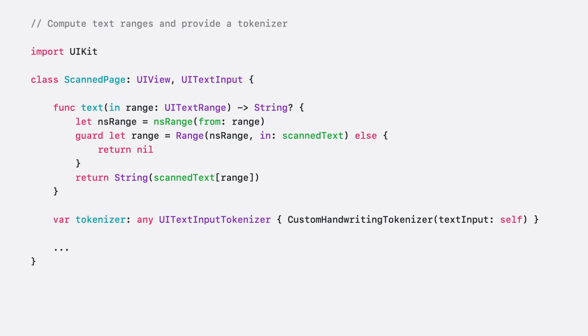I'll also complete implementations for the rest of the methods in the protocol, such as grabbing the right substring for text in range and providing a tokenizer. In my case, I've subclassed the UITextInputStringTokenizer provided by UIKit to create a custom tokenizer that works with my implementation, so I'll return that.